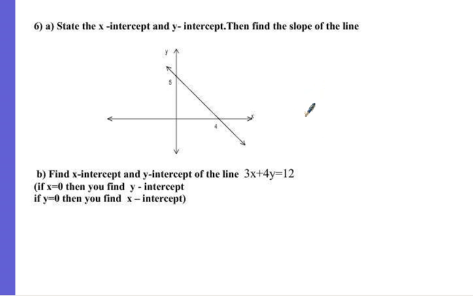Let's solve the sixth question. State the x-intercept and y-intercept, then find the slope of the line. If we have a graph where the graph cuts the x-axis, intersects the x-axis, this is the x-intercept of the line. X-intercept is here. Okay, this is x-intercept. And we have on the y-axis 5, this is y-intercept.